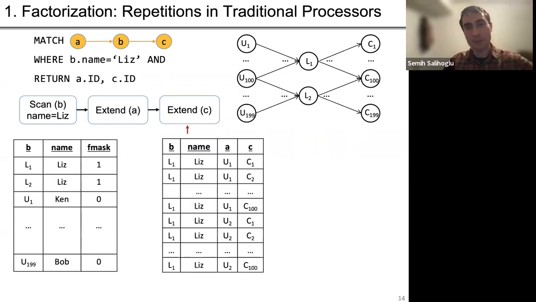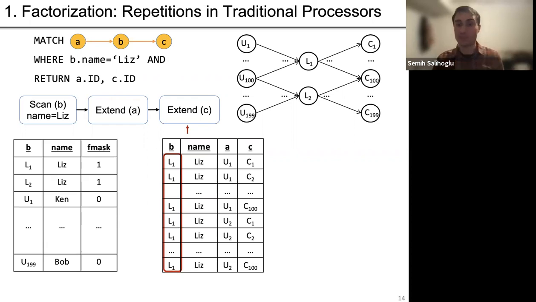Regardless of what join you do, by the time you perform the two hops, because the nature of the data has many-to-many relationships, it's inevitable that the intermediate data you're going to represent will have a lot of repetition. This one node with name Liz, L1, is connected to 100 incoming nodes and 100 outgoing nodes, which means it's part of 10,000 tuples. L2 is the same situation, so there are essentially 20,000 tuples that need to be represented.